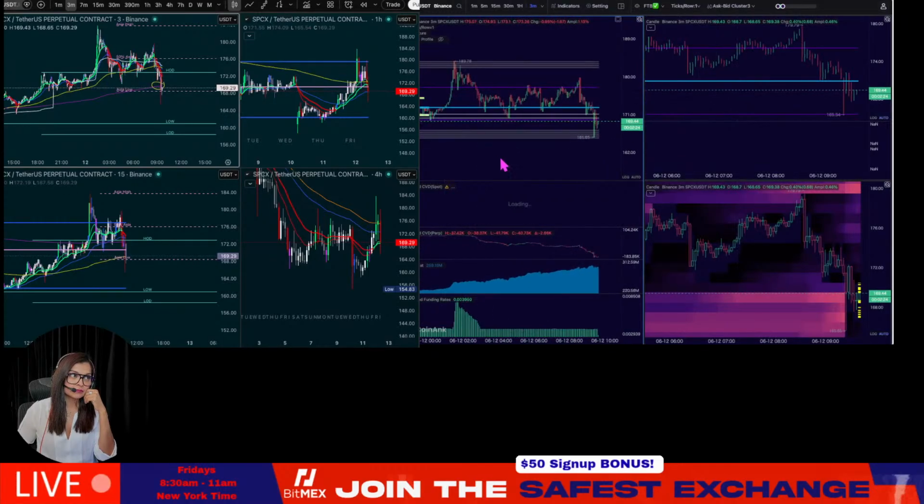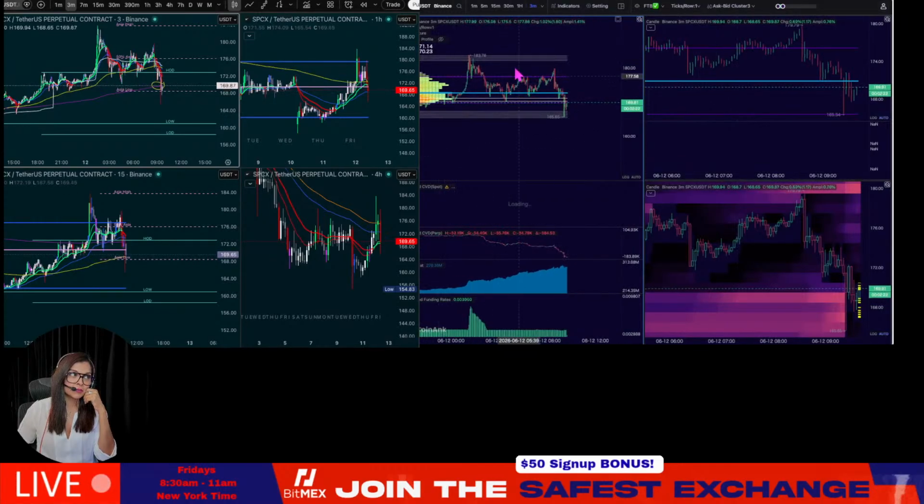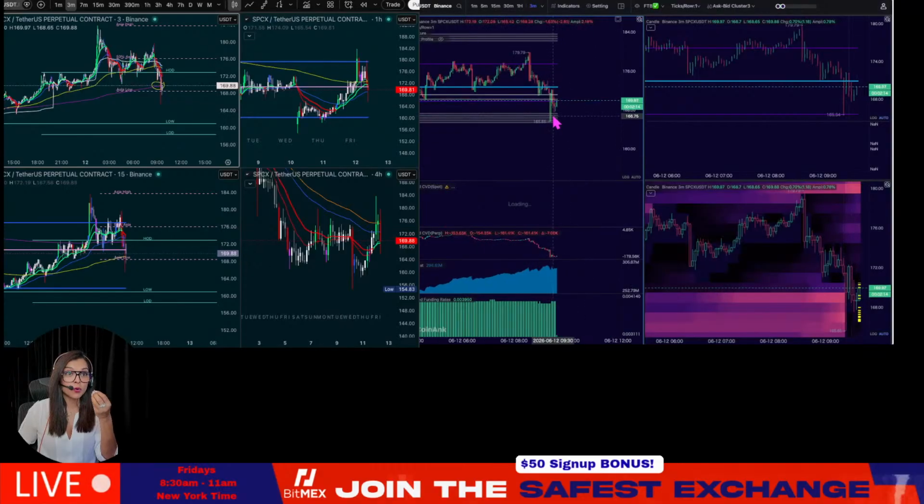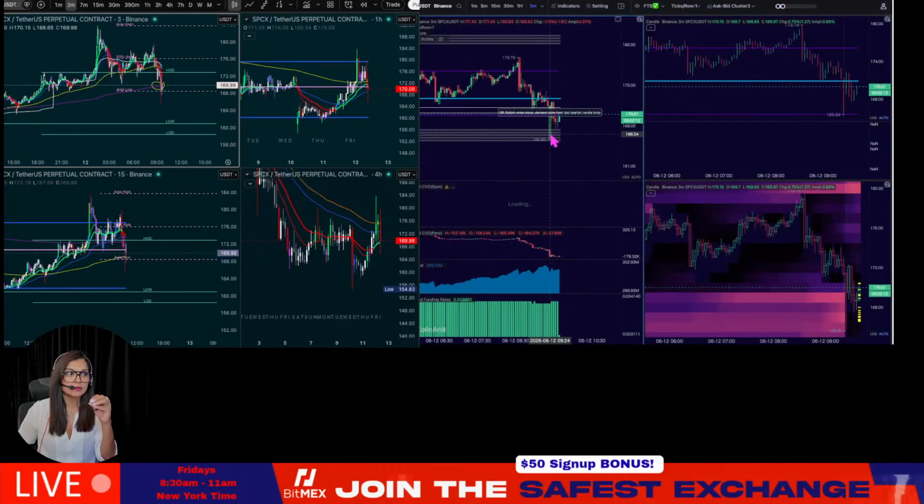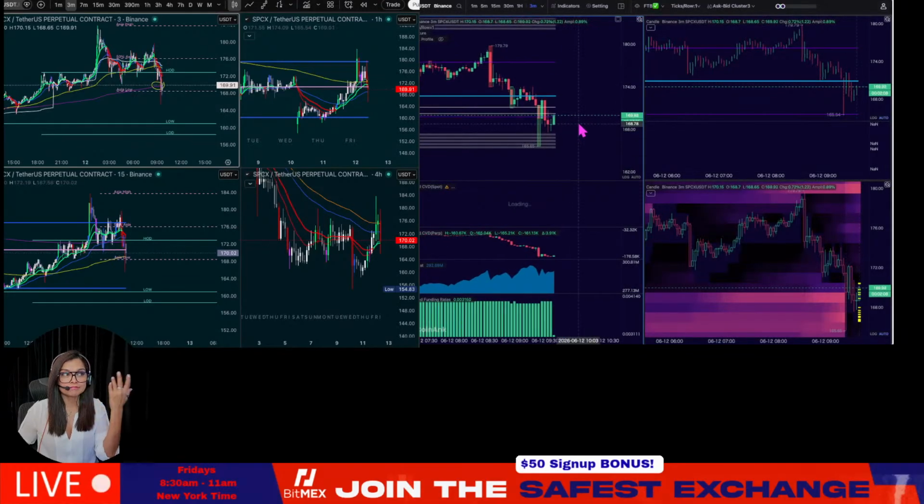So this is your TPO profile. You have the sell tail, which acts as resistance. You have the buy tail, which acts as support, and we get an OB, an order block, on the buy tail. All right, and yeah, let's go.